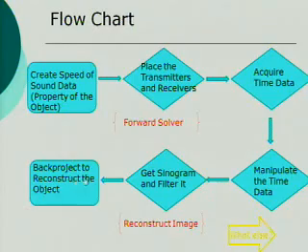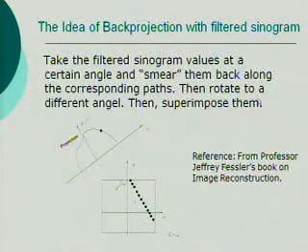So after we have the sinogram, we can do back projection. The idea of back projection is to take the filtered sinogram value at a certain angle, in this case it's phi, and then smear them back along corresponding paths. So this is one path. You smear it back. There should be some other parallel paths, but I didn't show them. You smear the data back, and then you rotate to a different angle, then superimpose them.